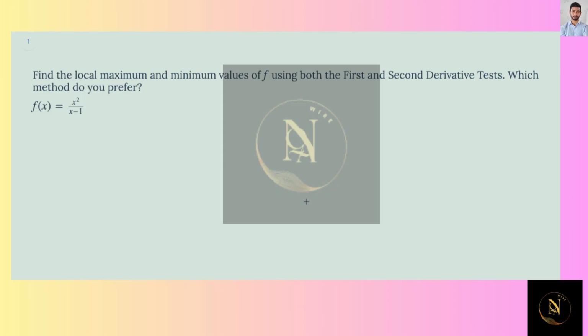Okay, so we're being asked to find the local min and max of f using both the first and second derivative test. So we are going to first use the first derivative test. We take the first derivative. Since this is a quotient, you'll apply the quotient rule for derivative. And once you do, you get a simplified answer of (x squared minus 2x) over (x minus 1) squared.